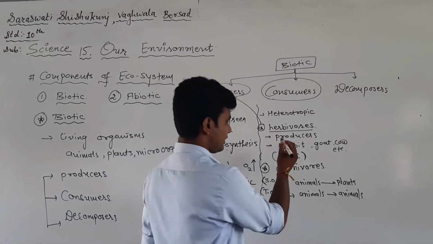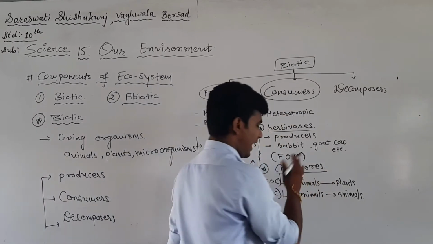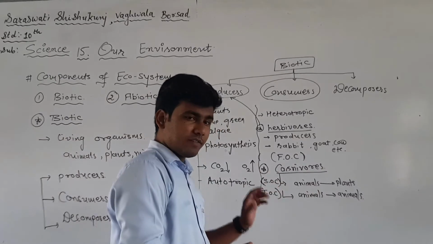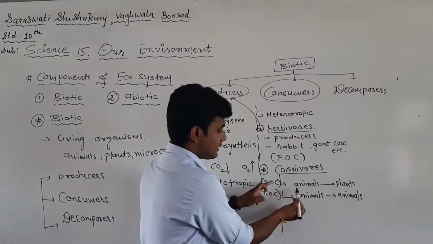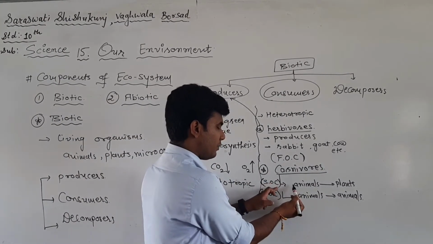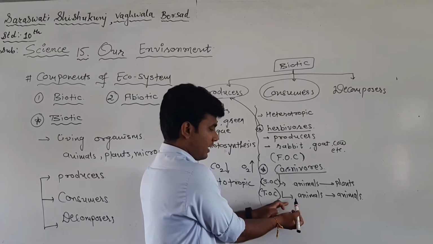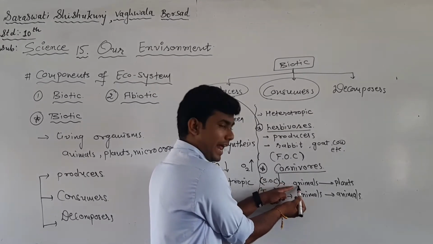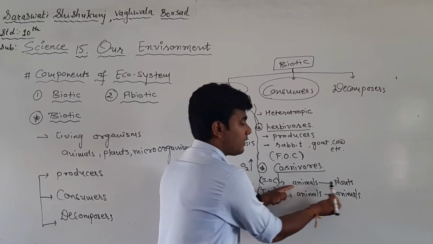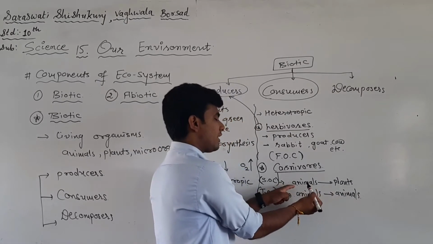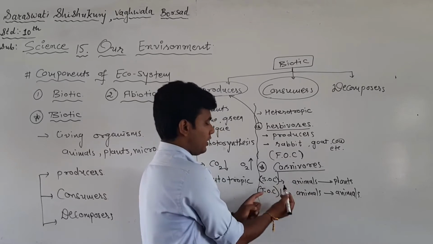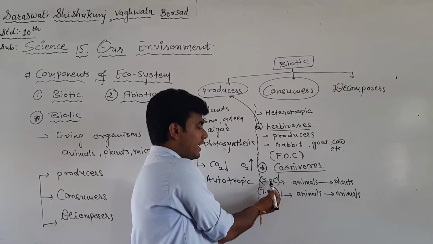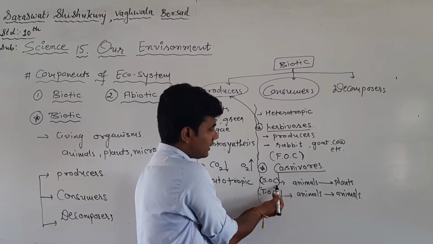What is it called? That's called our third order consumer. Again, carnivores depend on other animals, right? So in that also there will be two categories. See, this is called lower level of carnivores, and this is called higher level of carnivores. In lower level of carnivores, the carnivores depend on animals, but these animals take plants as their food, so they are called lower level of carnivores, and that is also called second order consumers.